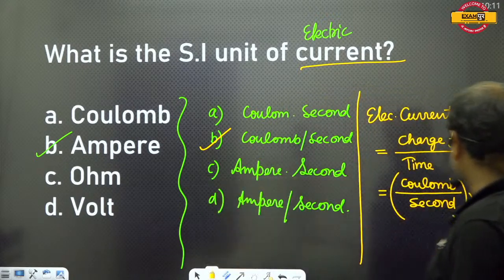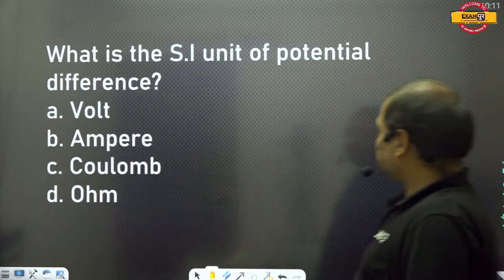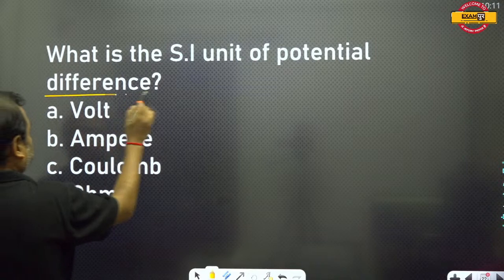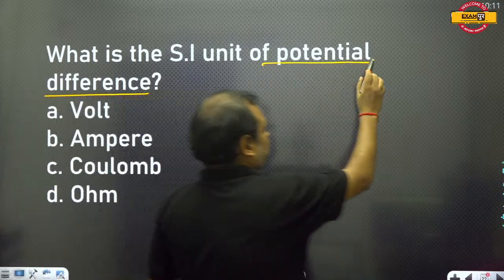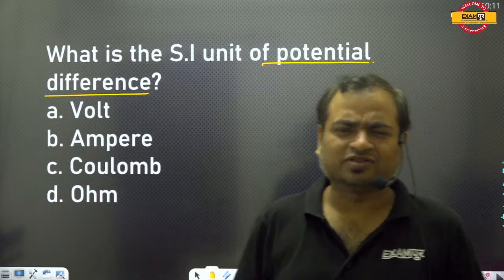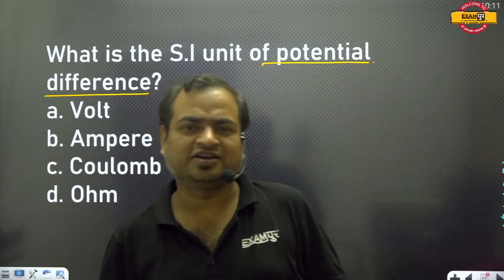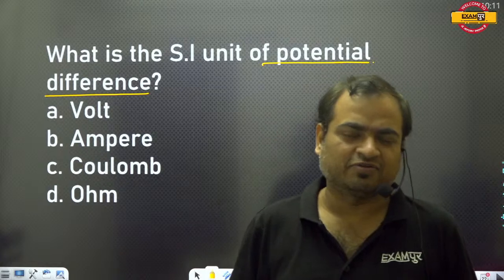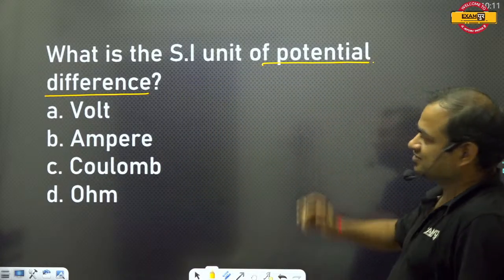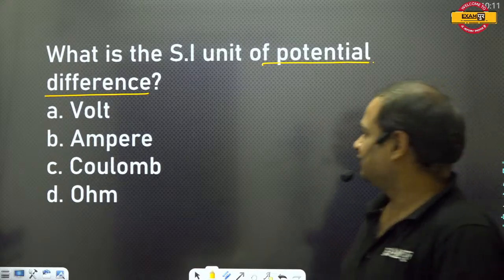Now, what is the SI unit of potential difference? What is the potential difference actually? When we say today the voltage is very low, that the voltage of the electric power supply at our home is very low, that voltage is known as the potential difference between two points.